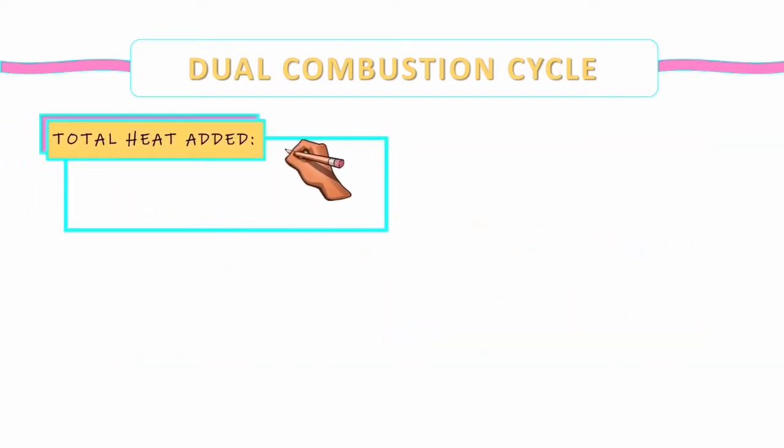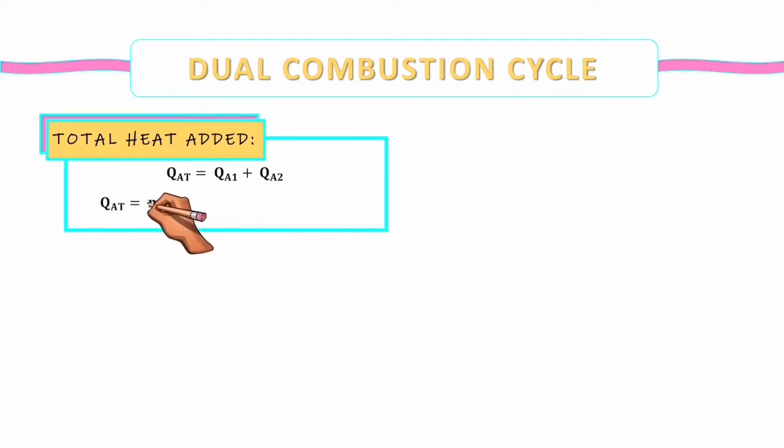The total heat added is simply the sum of the heat added during the isometric heat addition and the isobaric heat addition. So QAT is equal to QA1 plus QA2, or QAT is equal to mCV multiplied by T3 minus T2 plus mCP multiplied by T4 minus T3.